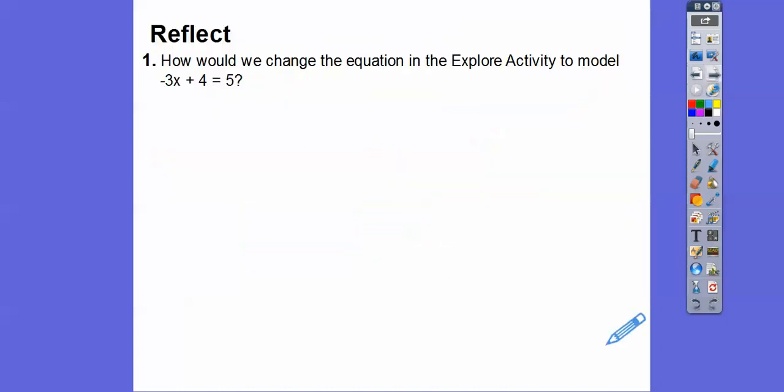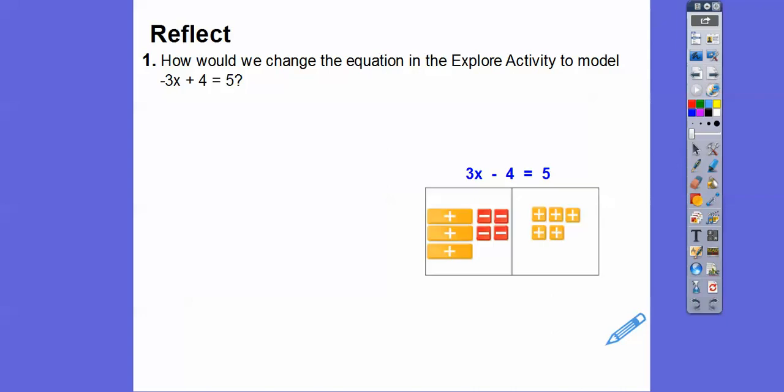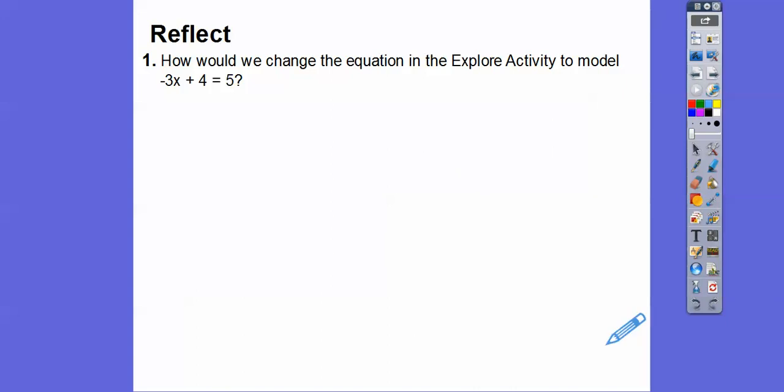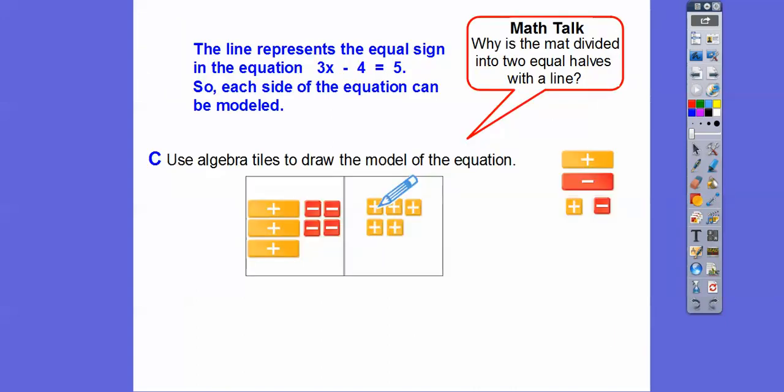Okay, all right, so how would you change the equation in the explore activity that we just did, 3x minus 4 equals 5, to negative 3x plus 4 equals 5? Here's 3x minus 4 equals 5: 3 positive variable tiles, minus 4 1 tiles, equals plus 5 1 tiles. Since this is negative 3x, we'd use 3 of the negative x tiles, these guys right here. And I think it was plus 4, so we do 4 of those plus 1 tiles right there.